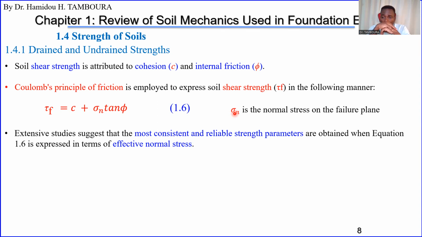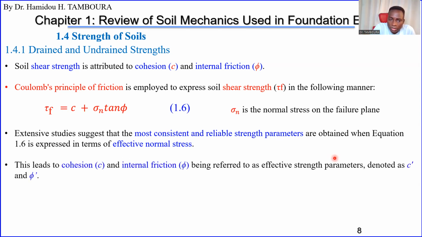When we have water, especially when we have water in soil, one part of the load is supported by the water and another part is supported by the soil particles. Okay. So effective stress. So in this formula, instead of using total normal stress, it is suggested to use effective normal stress so that you can obtain consistent and reliable strength of your soil.